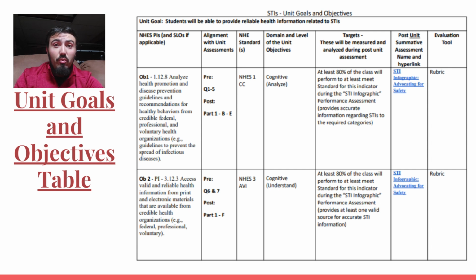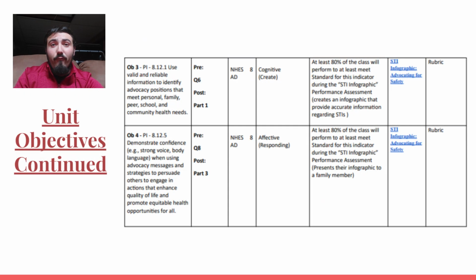For Objective 2, the focus was on assessing valid information from those valid sources, which, obviously, accessing valid information is connected to Standard 3. Objectives 3 and 4 focused on advocacy, specifically being able to use valid information to advocate for themselves and others while being able to persuade while advocating.